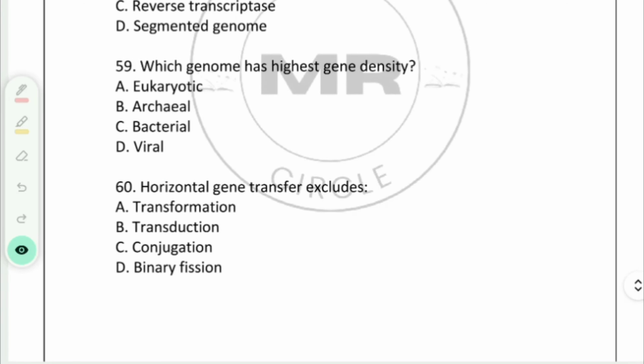Question 59. Which genome has highest gene density? Options are A, eukaryotic, B, archaeal, C, bacterial, D, viral. Correct answer for this question is option D, viral.